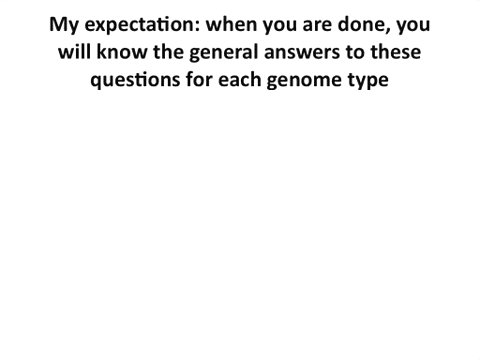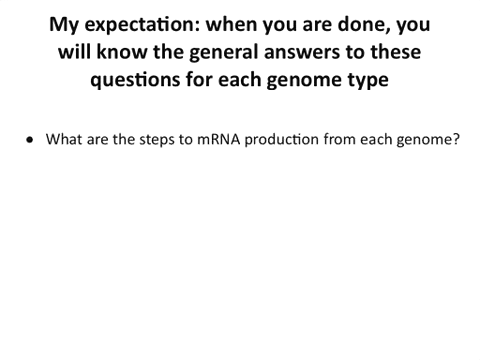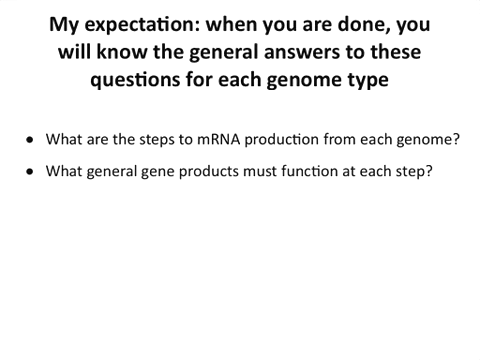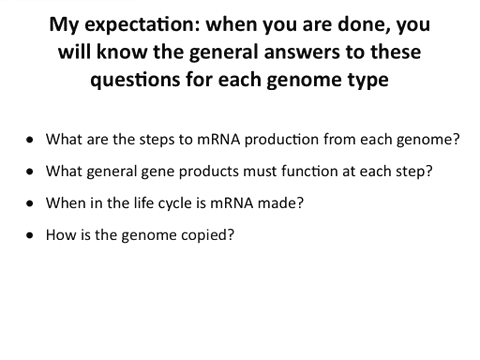Now, when you're done with this course, I think you'll be able to know the answers to these questions. So this is what I really want to emphasize. What are the steps to mRNA production from each genome? So if I say a double-stranded DNA virus has to do what to make mRNA, you'll be able to tell me. What general gene products must function at each step? So to make mRNA from a double-stranded DNA, what enzyme is needed? When in the life cycle is mRNA made? Is it made right away as soon as the virus gets in the cell, or is it made later? Do other things have to happen before mRNA can be made?